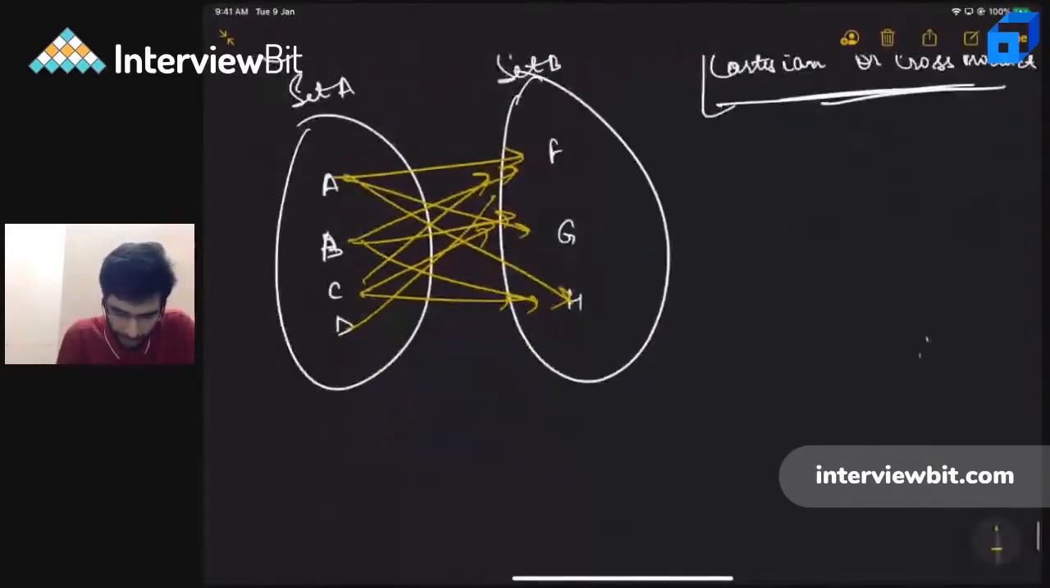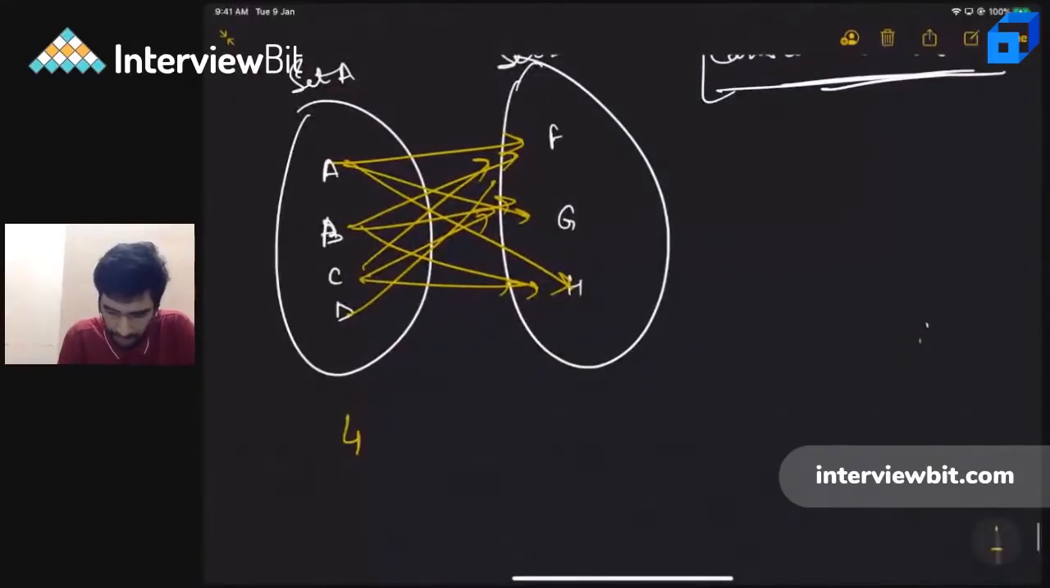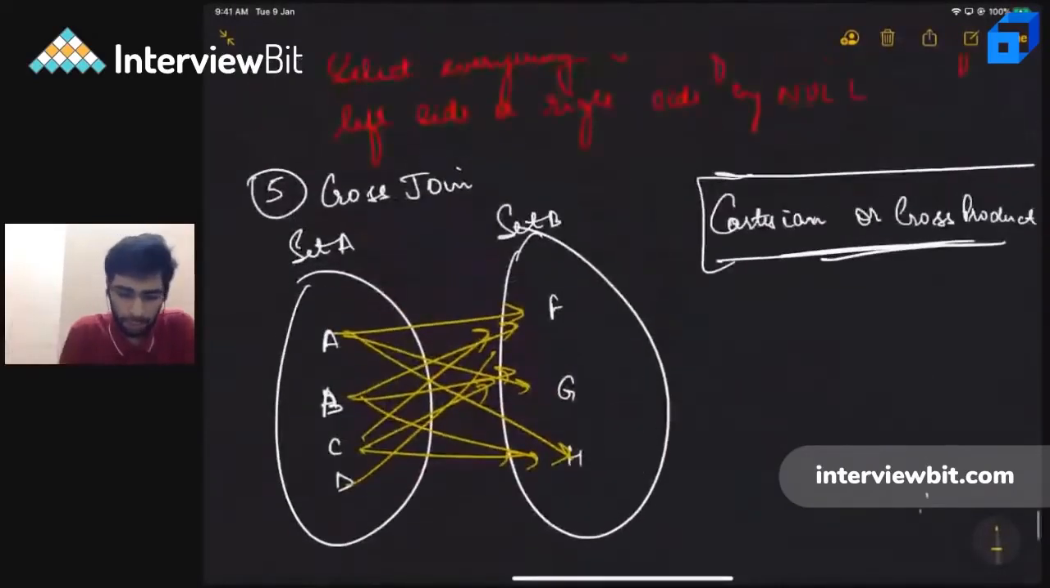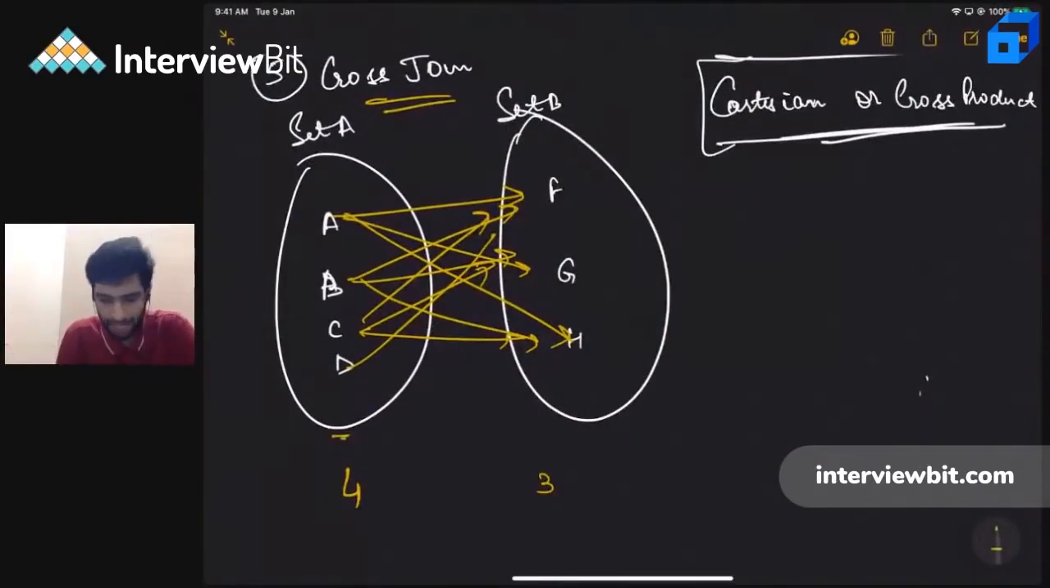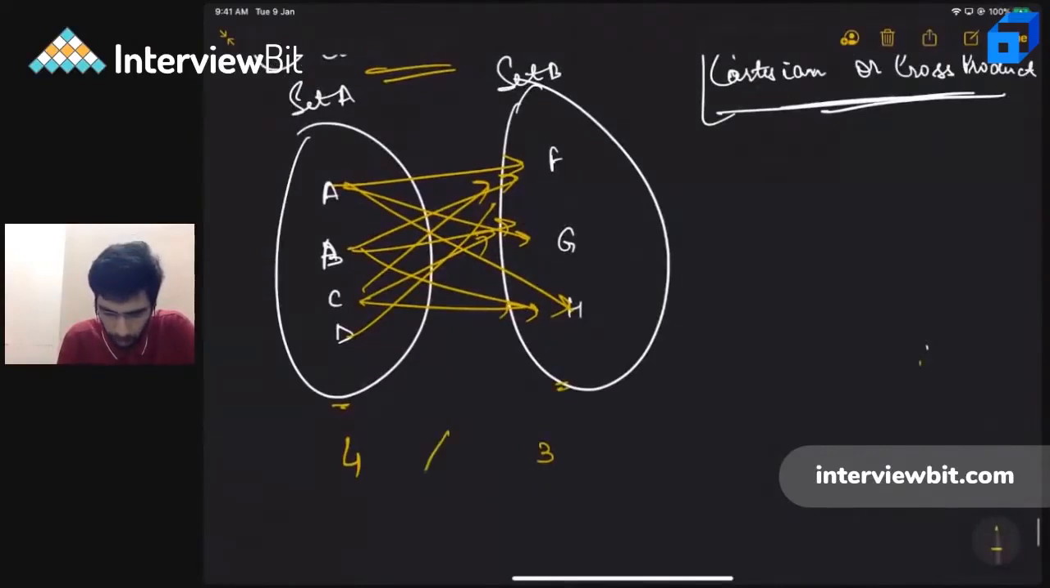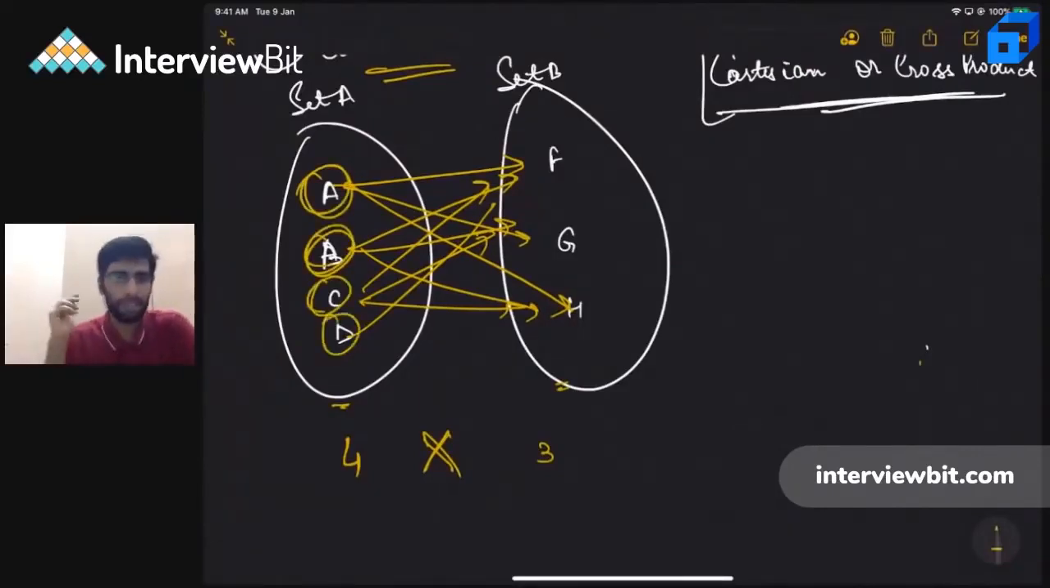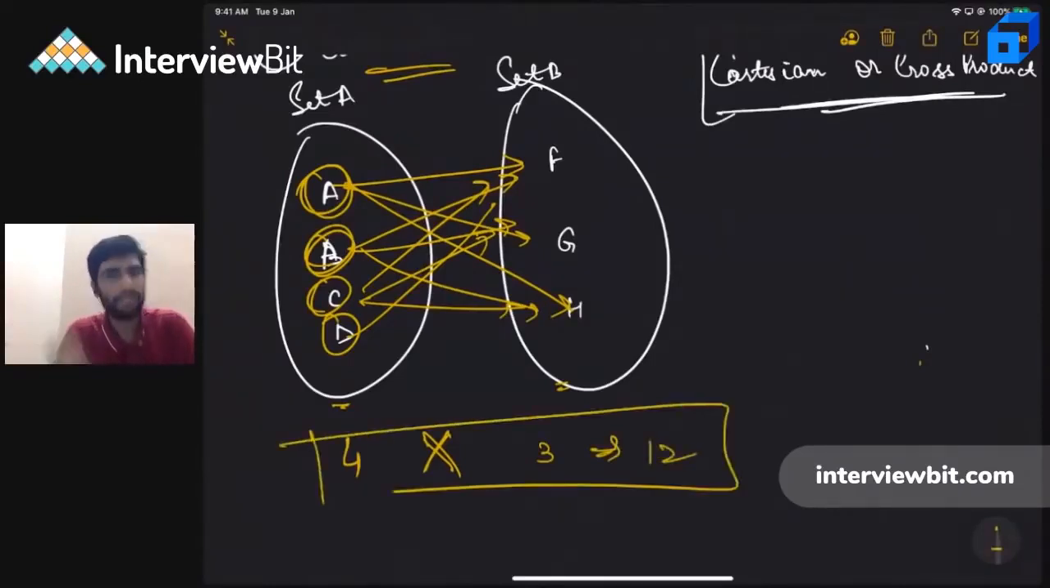If there are 4 values on the left side and 3 values on the right side, how many values will be there in the final set of the cross join? If it is a cross join and one side has 4 values and the right side has 3 values, the final values will be nothing but 4 multiplied by 3. Why? Because each row on the left side is going to be combined with every value on the right side and thus produce 3 rows each. So we will be getting 4 into 3, which is 12, as the final table.